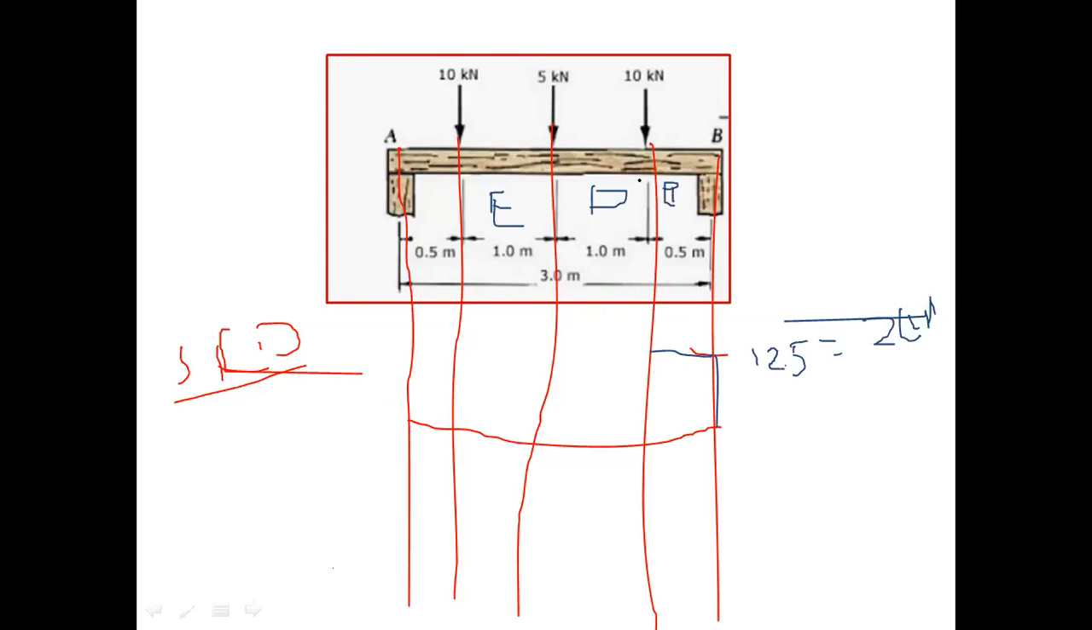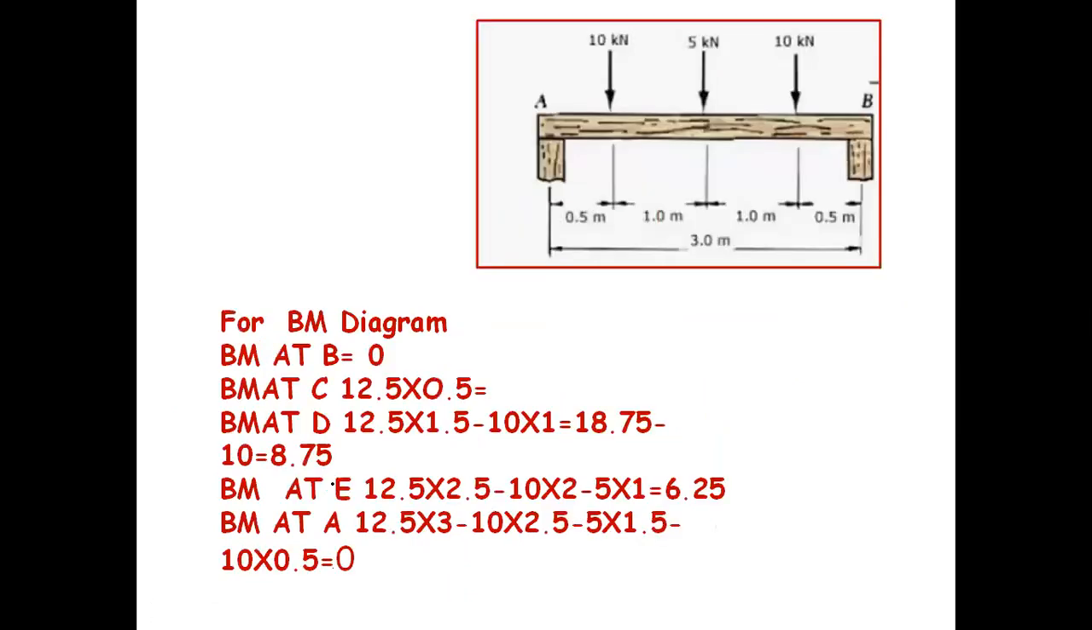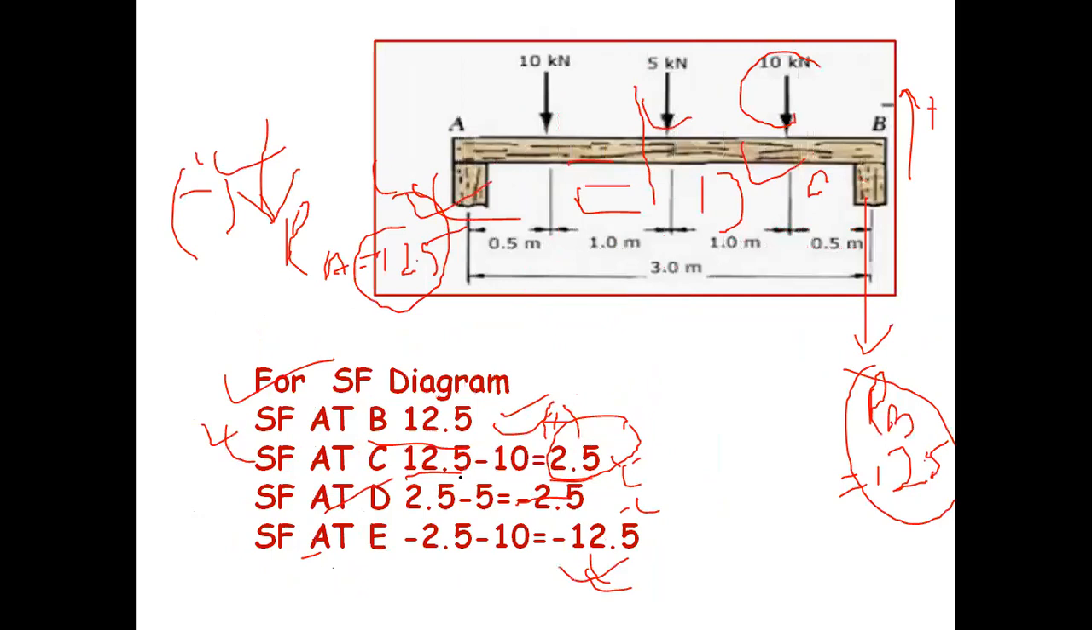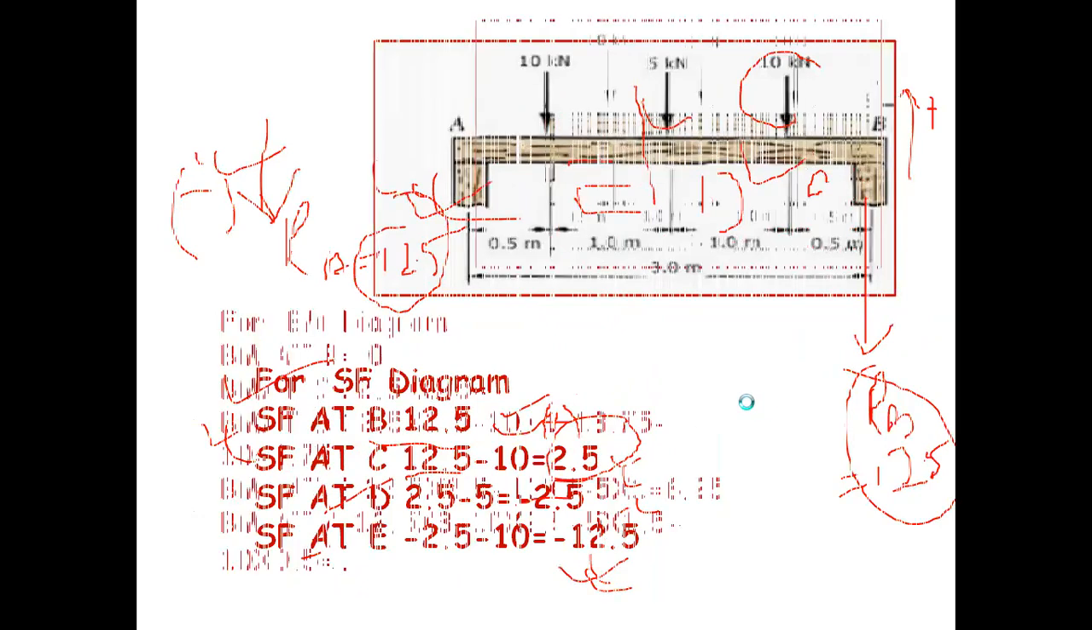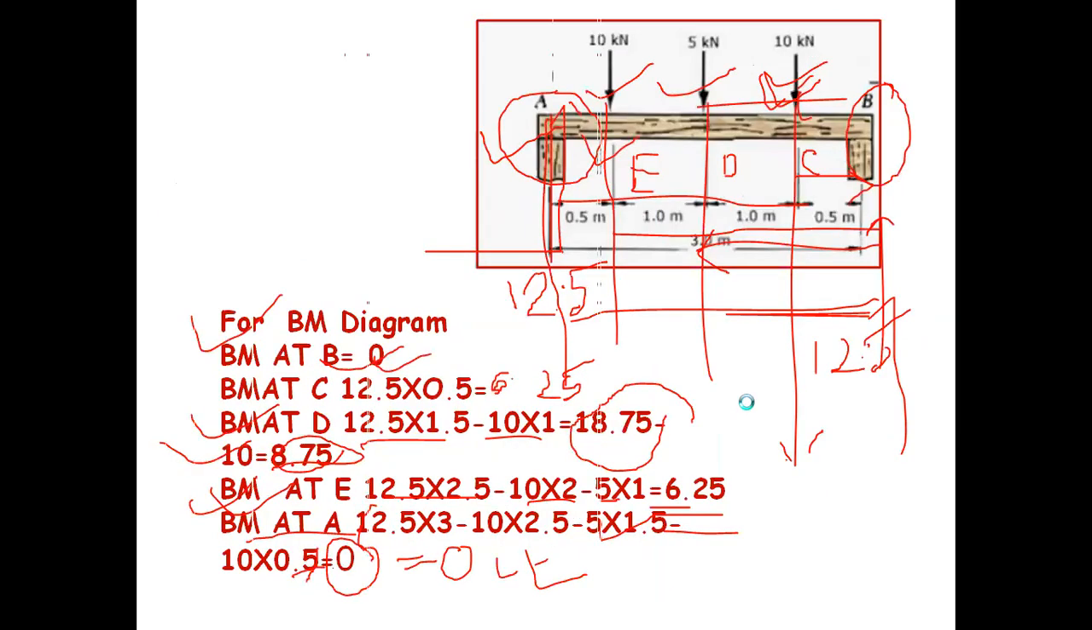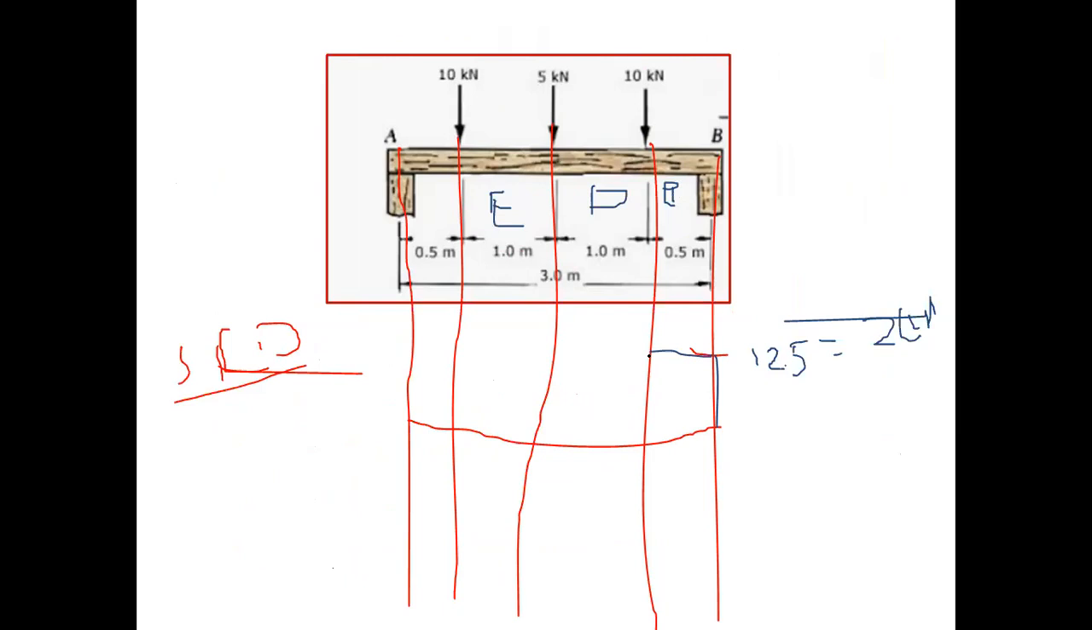Again go to the slide. So the value of SF at C is equal to 2.5. This portion is 2.5. Then there is no load between C and D.